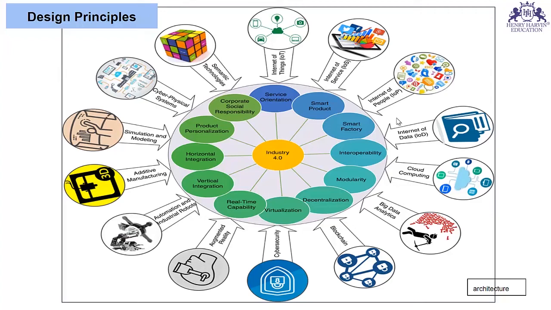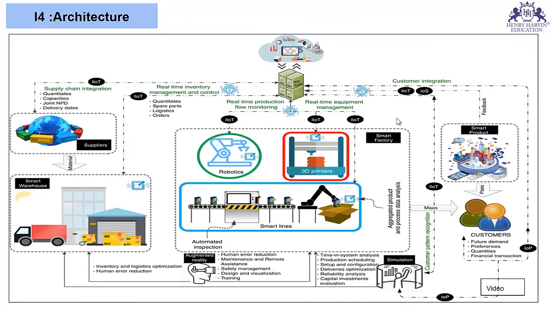When we look at the architecture of a typical i4 setup, it looks something like this. We should have smart lines. There are robotics in place, 3D printers. We have smart warehouses which are transmitting the raw material and also the finished goods. We also have suppliers connected to the manufacturing organizations so that they can know when the items are required, and in case there are any quality defects or issues, they have to be resolved.